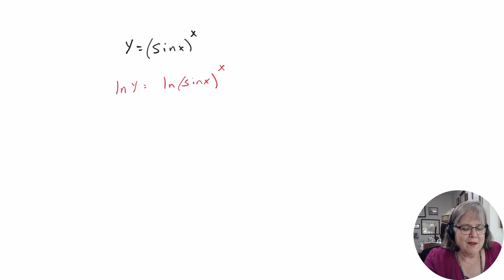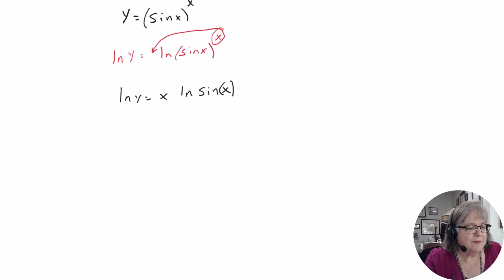All right. So I take the natural log of both sides, and I'm going to take the power and bring it down. So I would have the natural log of y is x times the natural log of sine x. And now that I don't have so many parentheses, I'm going to put my x right there. All right. Now I'm going to take the derivative with respect to x on both sides. So taking the derivative with respect to x on both sides.